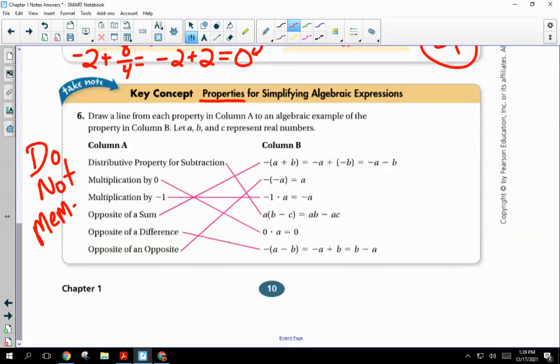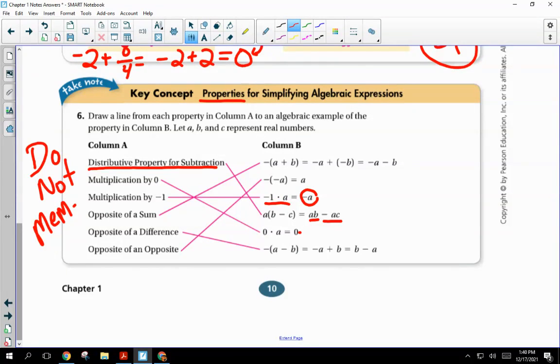For instance, distributive property of subtraction. Here we go. A times B minus C. So A times B is first, and A times -C is minus AC. Multiplication property of 0. Anything times 0 is 0. We learned that in like first grade. Multiplication property of -1. Anything times -1 is that negative number or letter.